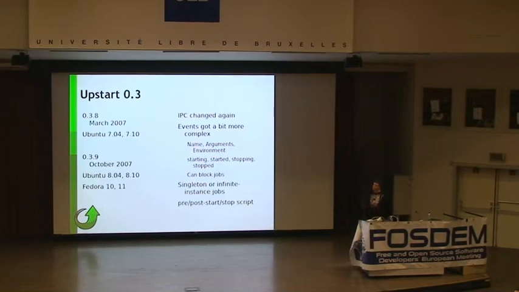0.38 was in Ubuntu 7.04 and 7.10, and 0.39, which was in Ubuntu 8.04 and Ubuntu 8.10, the last two releases, and also in Fedora 10 and 11. I think it was Fedora 10 that it first went in, and Fedora 11 is obviously the next release, which is in alpha now. This is the sort of very stable version of Upstart. It was intended for distributions to be able to deploy and test out and experiment with.